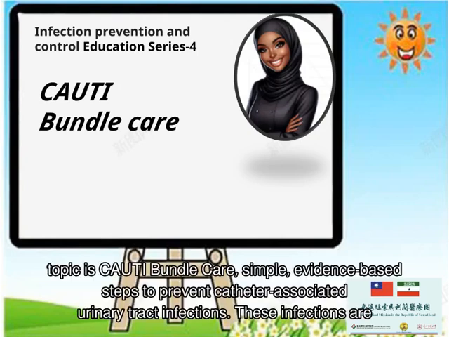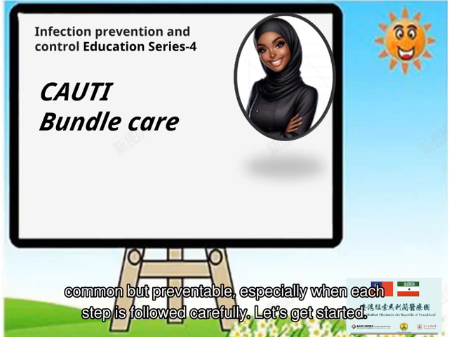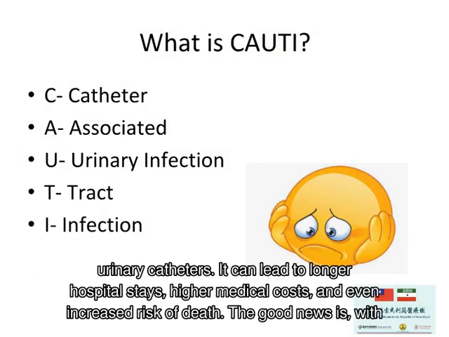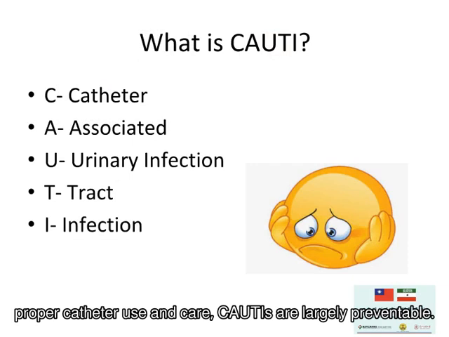Today's topic is CAUTI bundle care, simple, evidence-based steps to prevent catheter-associated urinary tract infections. These infections are common but preventable, especially when each step is followed carefully. Let's get started. CAUTI, catheter-associated urinary tract infection, is one of the most common healthcare-associated infections, caused by the use of urinary catheters. It can lead to longer hospital stays, higher medical costs, and even increased risk of death. The good news is, with proper catheter use and care, CAUTIs are largely preventable.